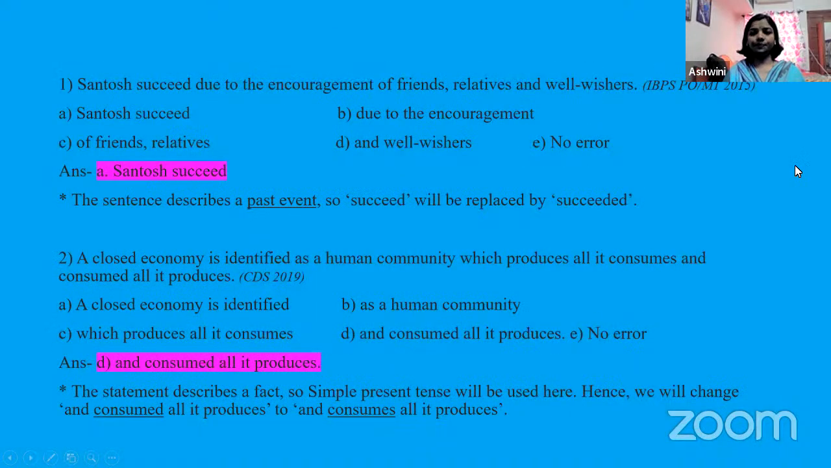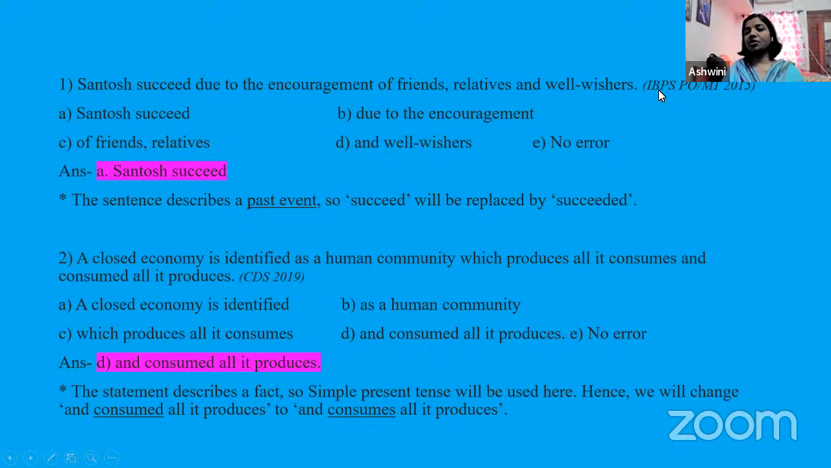Now here, in the case of our section 2, time and tenses, which types of questions would they ask you in competitive examinations in the case of common errors in English. Okay, now, which questions have been asked on tense and time? Okay, now number 1: Santosh succeed due to the encouragement of friends, relatives, and well-wishers.